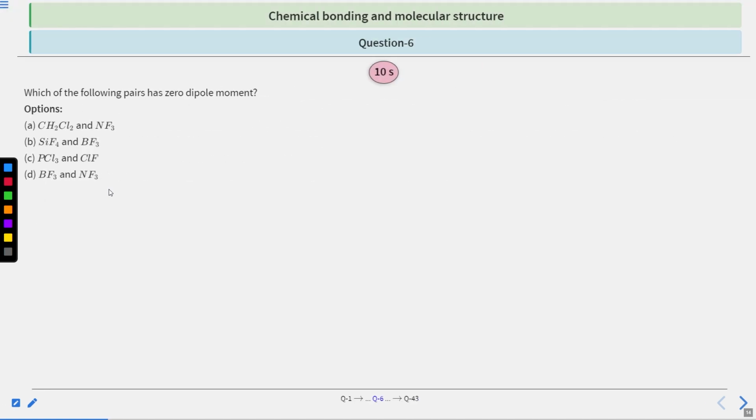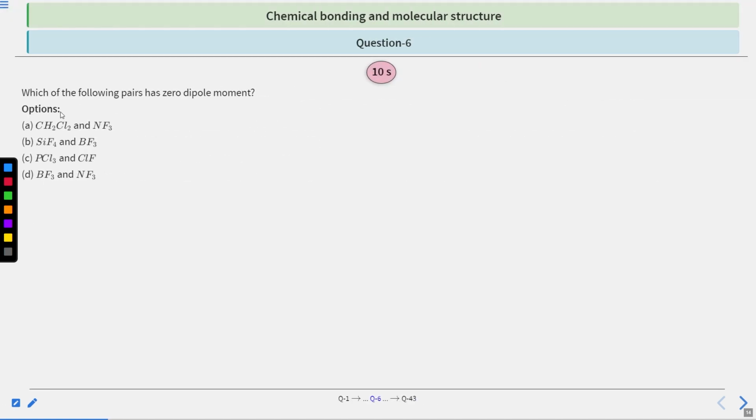Moving on to the next question, question number 6. Which of the following pairs has zero dipole moment? Options are CH2Cl2 and NF3, SiF4 and BF3, PCl3 and ClF, or BF3 and NF3. You have 10 seconds to solve this question. After that, we will see the answer.